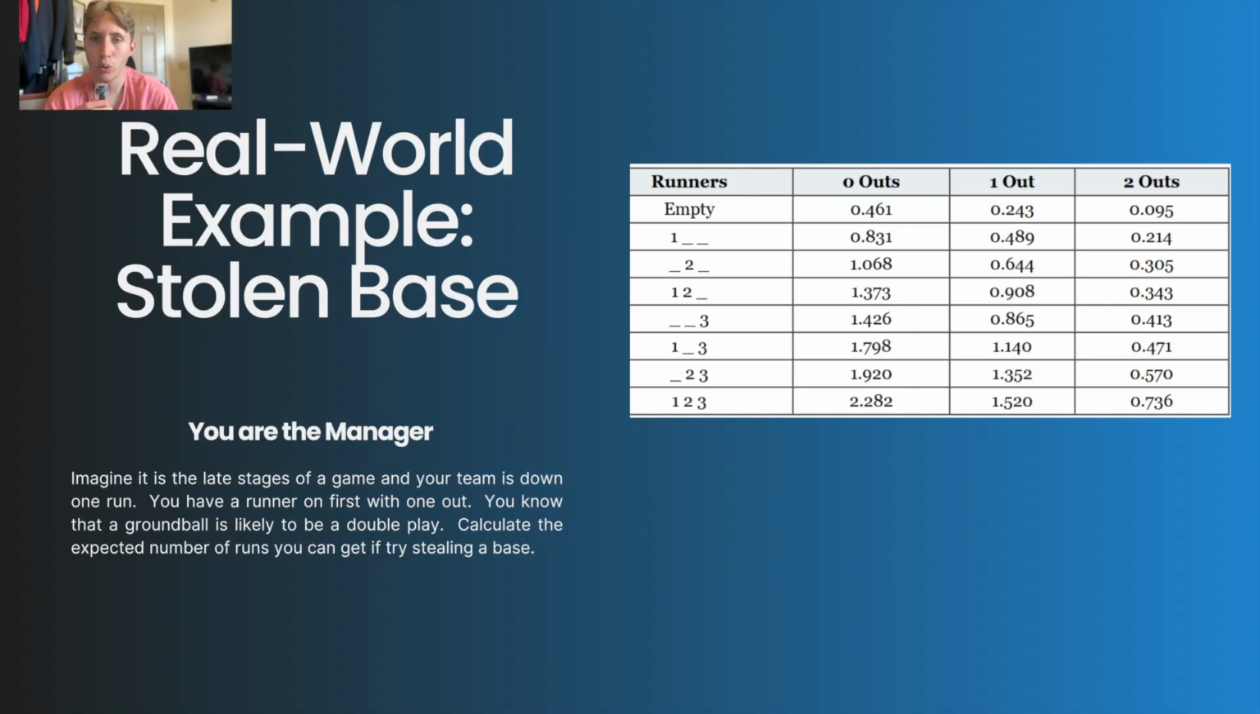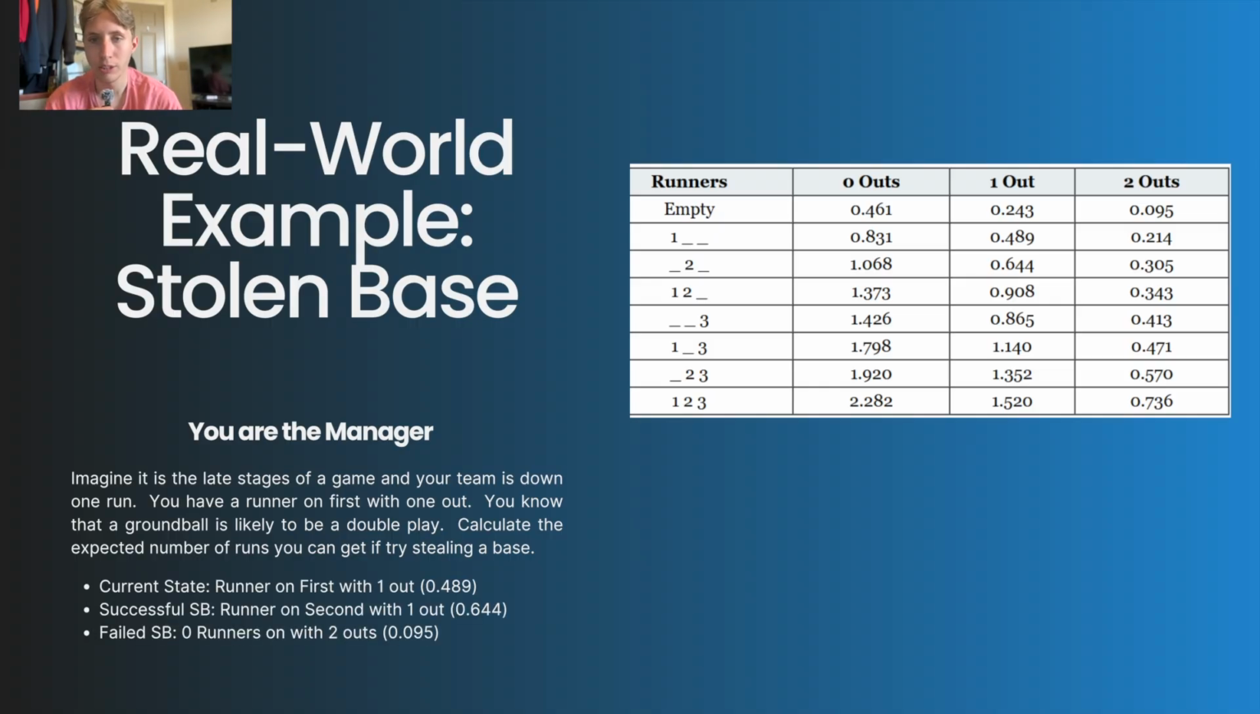Let's apply this to a real situation. Imagine it's late in the game and you're down by 1 run. You have a runner on first with 1 out. From historical baseball data, we know that the run expectancy for this specific situation is 0.49. Now let's say you're thinking about sending the runner to steal second to avoid a potential double play.